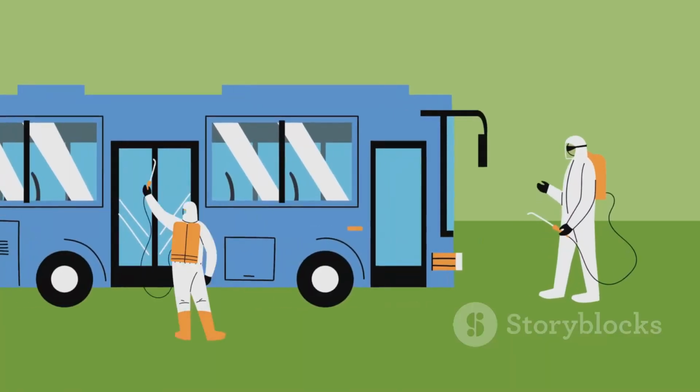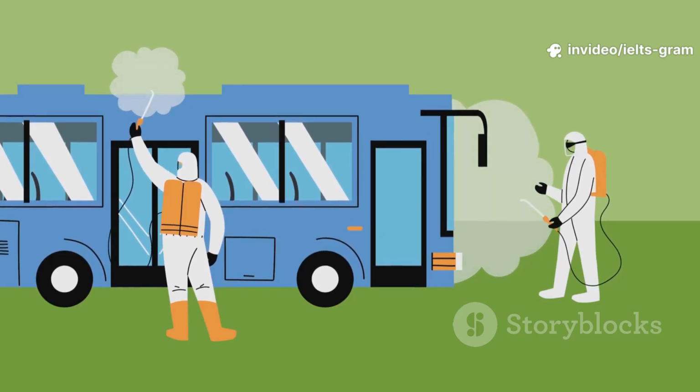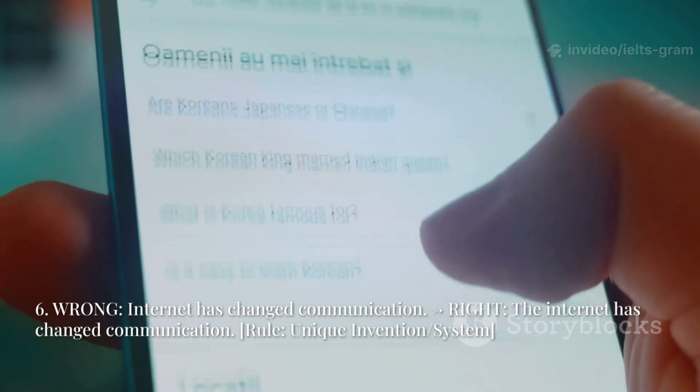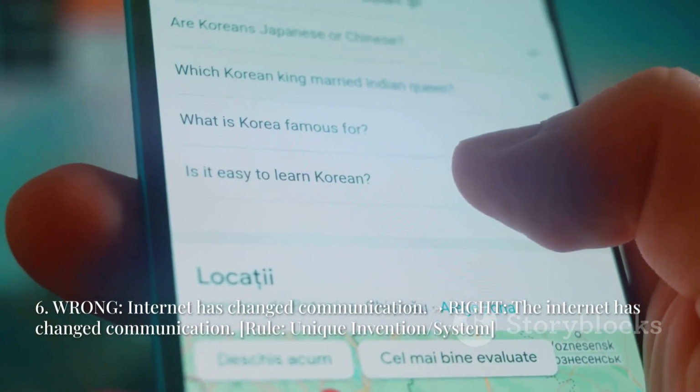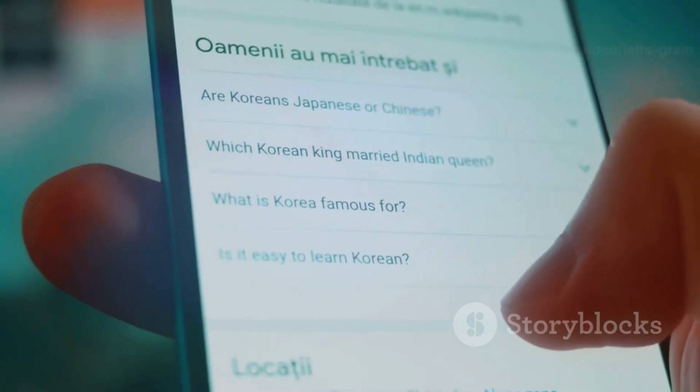Fifth, "He goes to work by the bus." Remember our rule for modes of transport? When using the preposition by to describe the method of travel, we use the zero article. The correction is simple. He goes to work by bus.